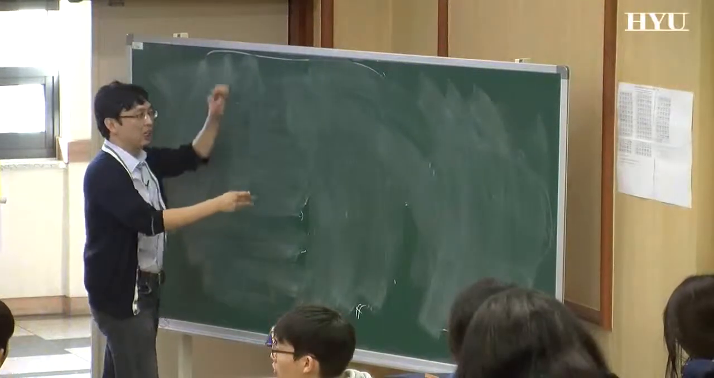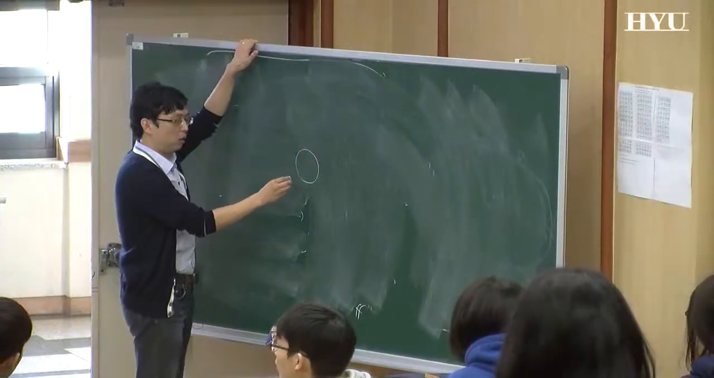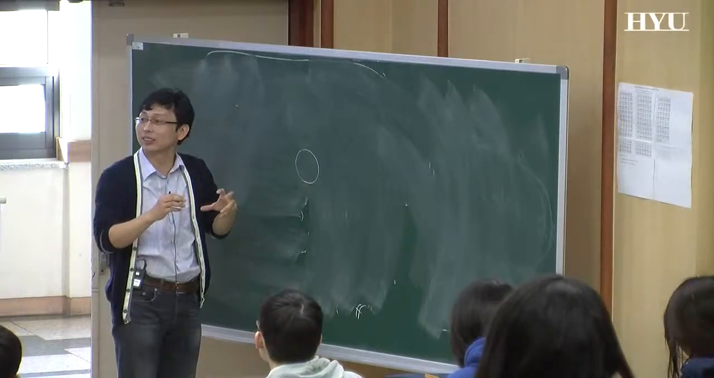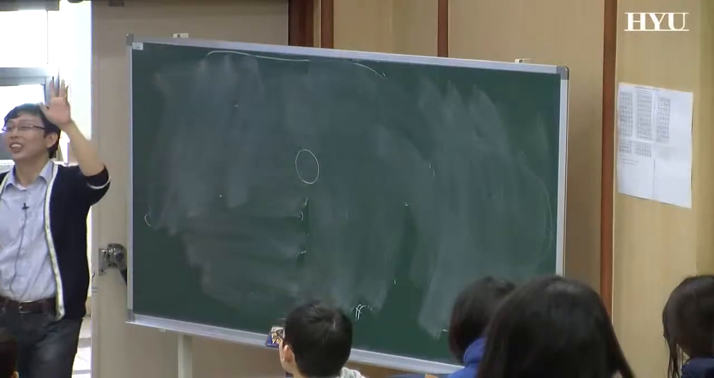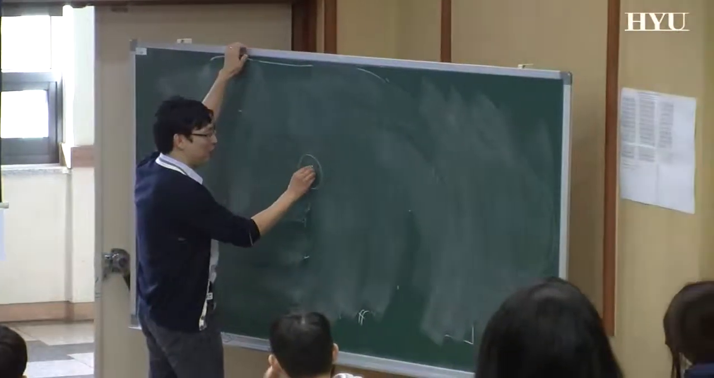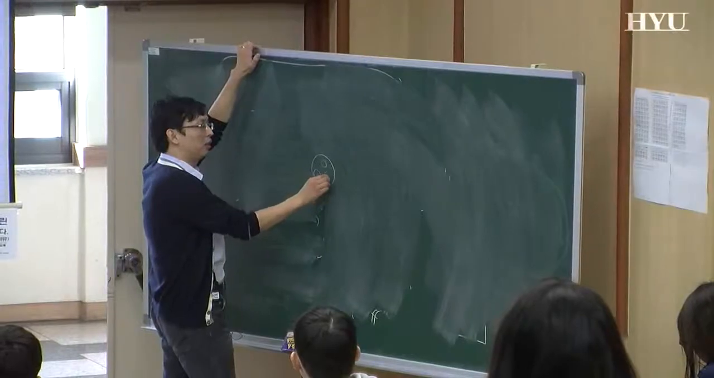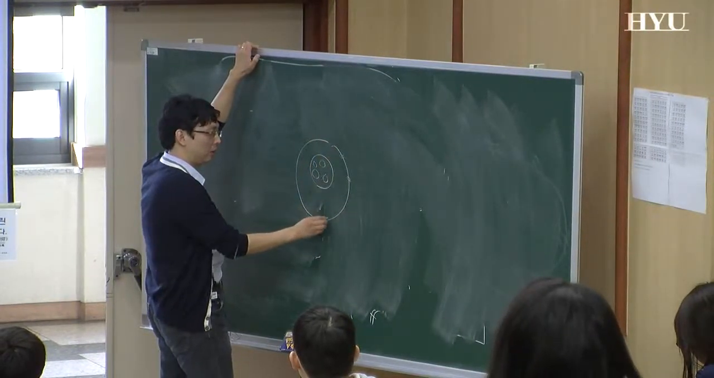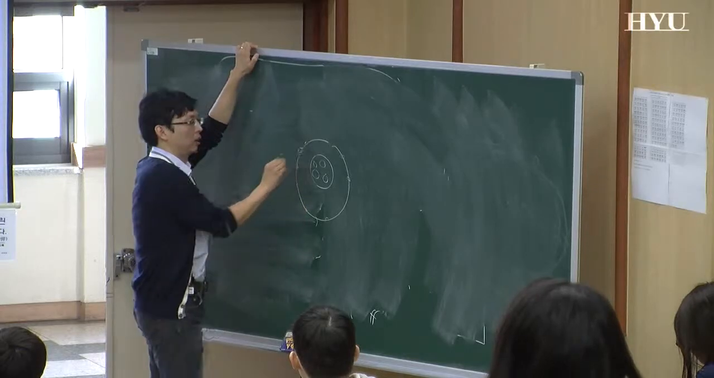So, what is in the center? Nucleus. Am I right? Nucleus. Physics, basic stuff. Nucleus, okay? Proton and neutron, everything in here. And then, what is it? The side one. Electron, right?